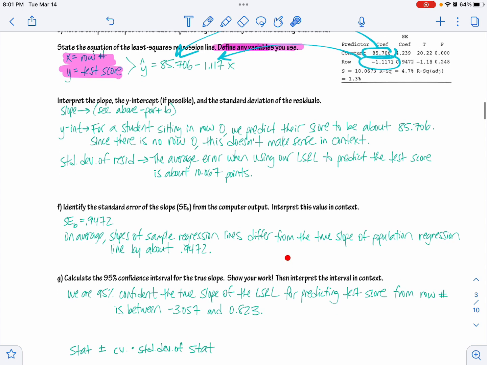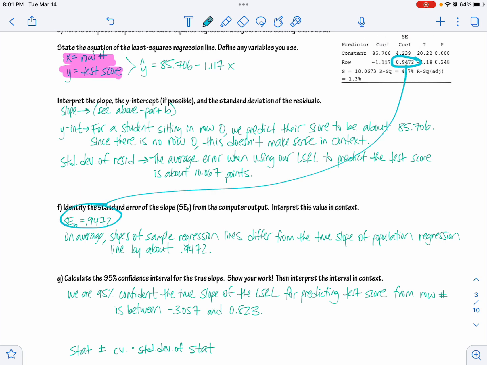Moving on. Here's something new and fun, maybe. Another number from this regression output, this SE sub B, this number. You need to know that. I don't think we've ever talked about that before. SE sub B means that on average, the slopes of the sample regression lines differ from the true slope of the population regression line by about this much.